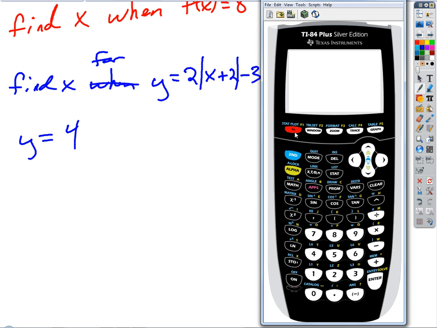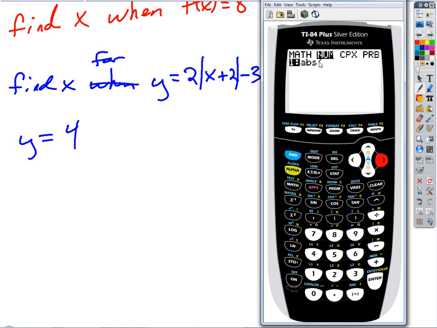So I'll go to my y editor, and that first one, I'm going to clear it, because I don't want the piecewise function anymore. How do I do an absolute value function? Well, I just do 2 times. Now I need absolute value. The easiest place to get to it is on the math menu. If I just hit math, go to the number menu, so scoot over to number, it's the first option, ABS. Then just hit enter.